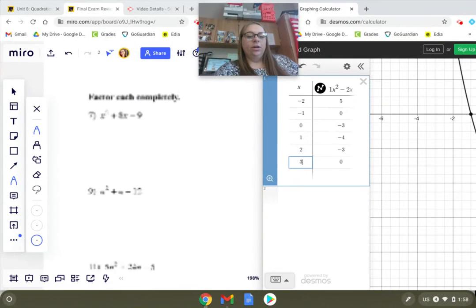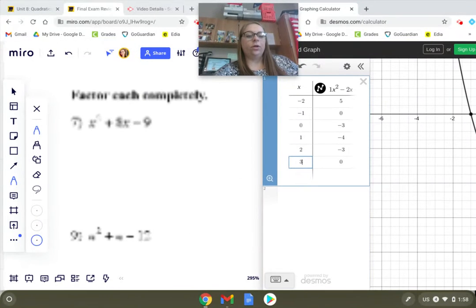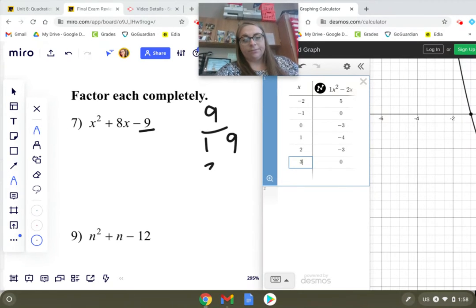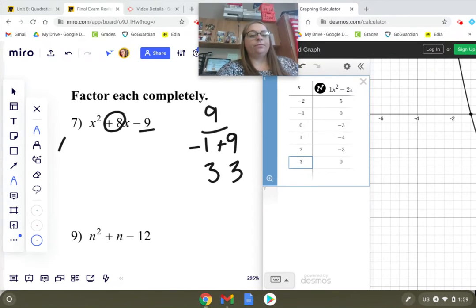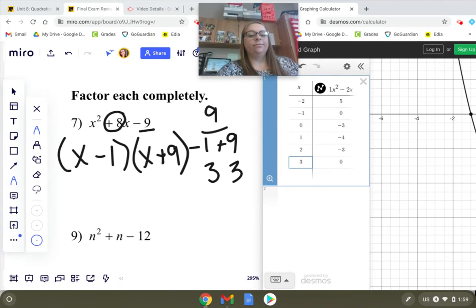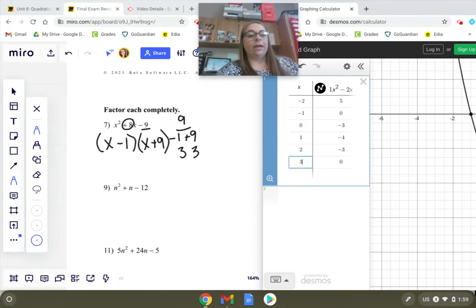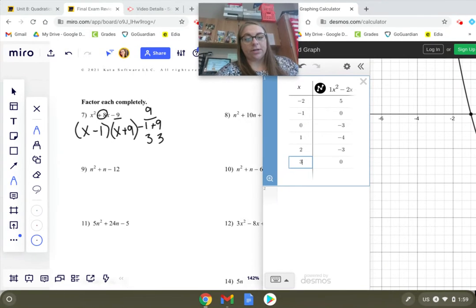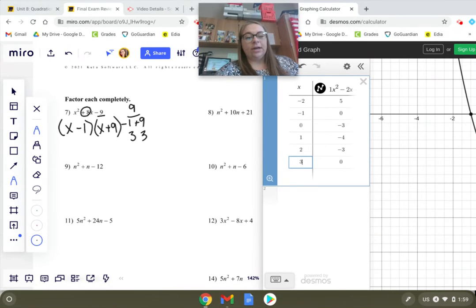On to the back, where we factor. If we're looking at number 7, we want to find factors of c. So numbers that multiply to 9 are 1 and 9, 3 and 3. We want it to add up to 8. So that would be 1 and 9, where you've got a -1 and a +9. So (x - 1)(x + 9). And that's it. You don't have to solve that one. It's just asking for us to factor. So same thing with 8 and 9 and 10.